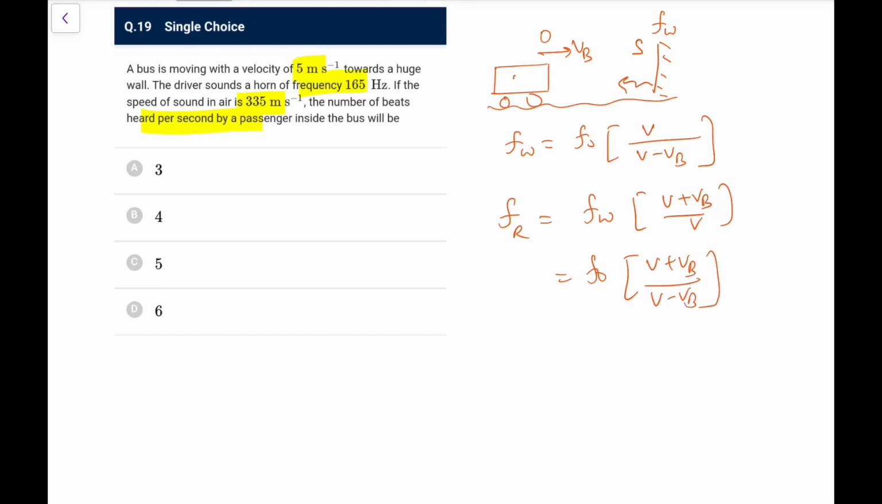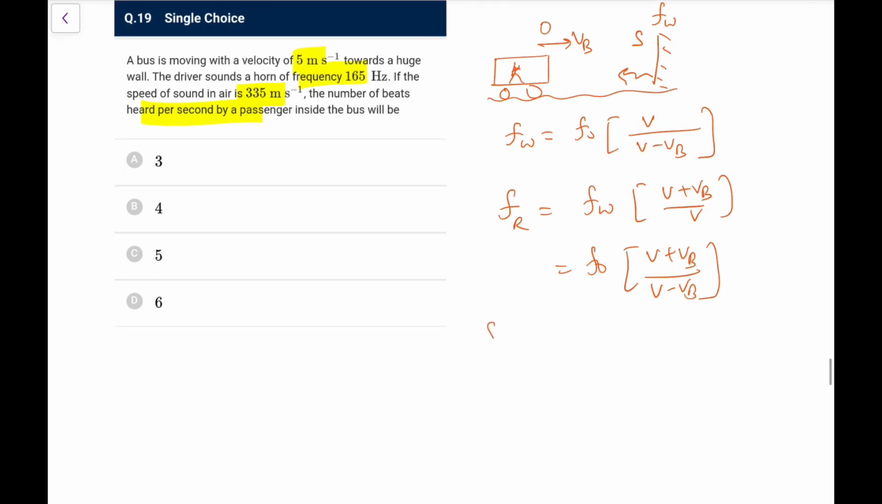Now the passenger in the bus hears the direct noise at the direct frequency, which is 165, and second, the reflected one. So the beats heard would be Fr minus F naught, because these are the two frequencies he is hearing. So that is F naught common, V plus Vb upon V minus Vb minus 1.